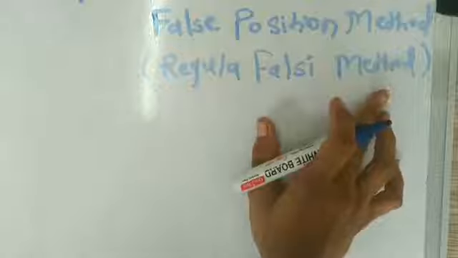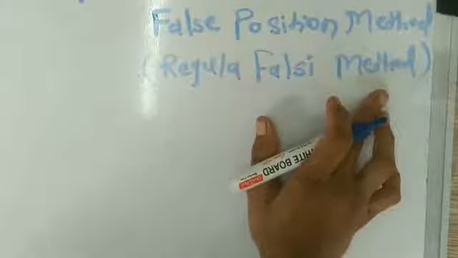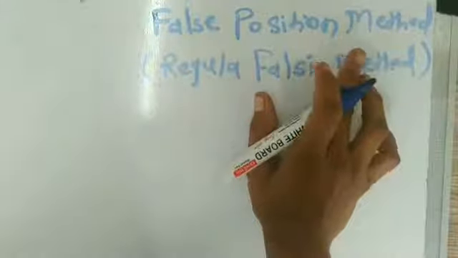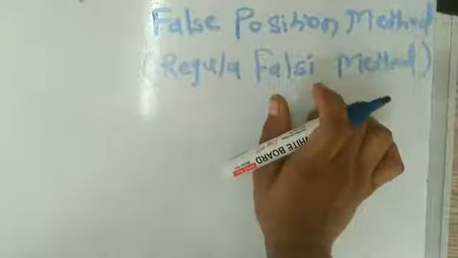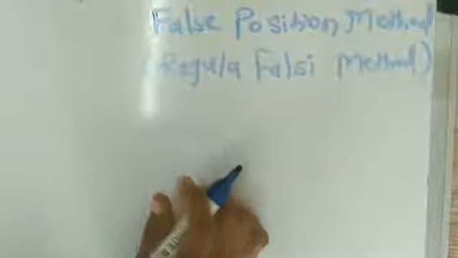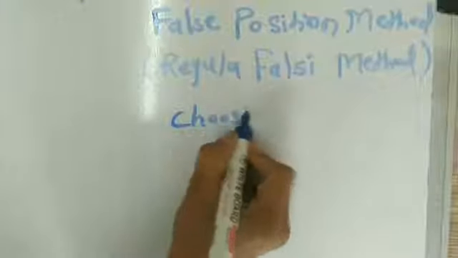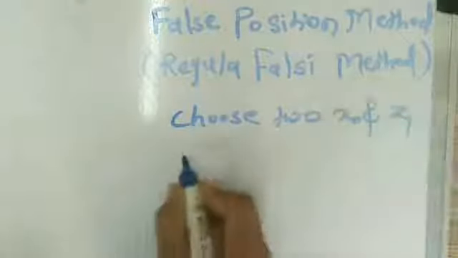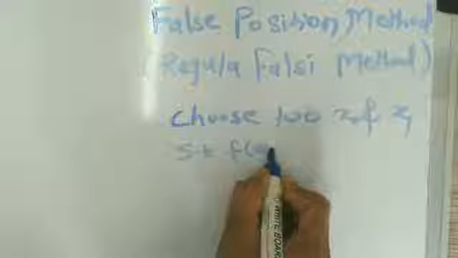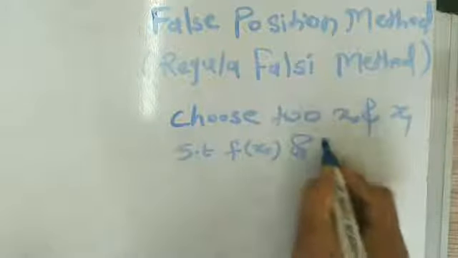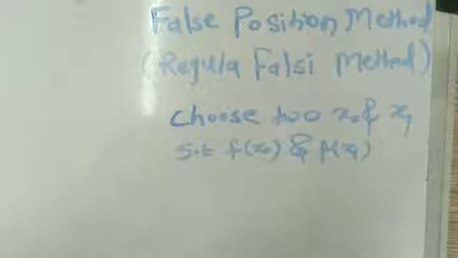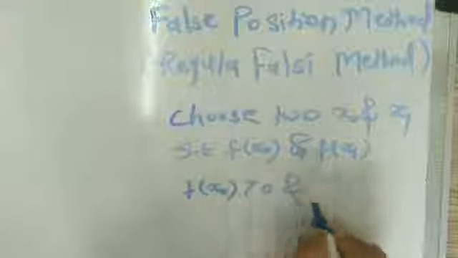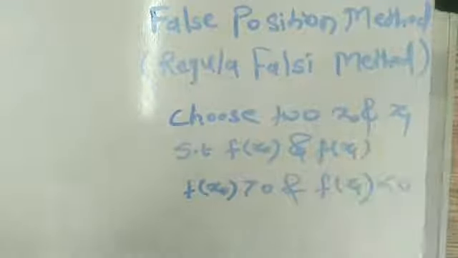In the previous lecture we saw the bisection method. Now we see the false position method to find the root of the equation. In this method, we choose two initial points x0 and x1 such that f of x0 and f of x1 have opposite signs. Suppose we take f of x0 greater than 0 and f of x1 less than 0.